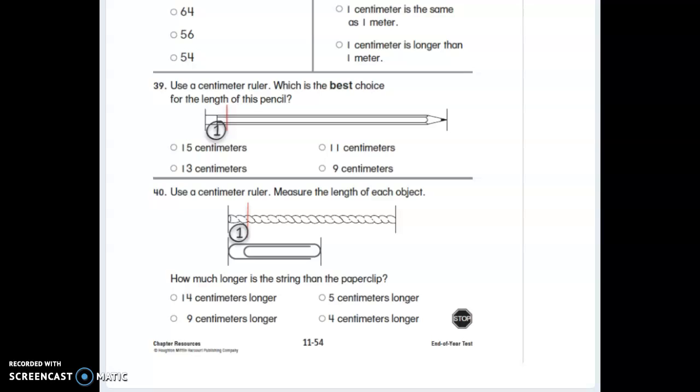For number 39 and 40, you're asked to use a centimeter ruler. Again, because you're doing this virtually, you will just have to note where the markings are to show you where the 1 centimeter is on that object. Then you will have to use your best choice or most reasonable answer to figure out the length of the objects. Number 39, use a centimeter ruler. Which is the best choice for the length of this pencil?